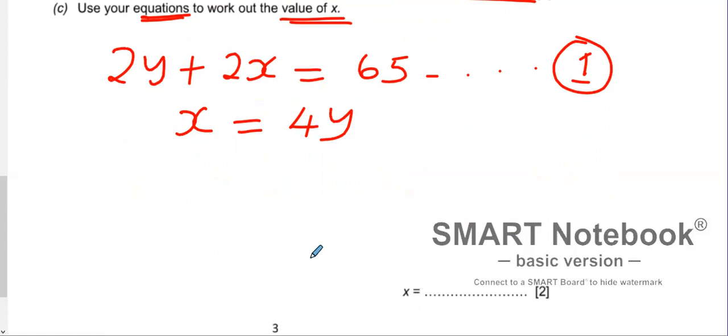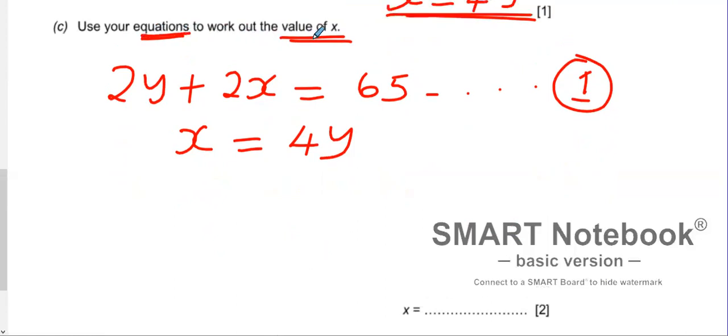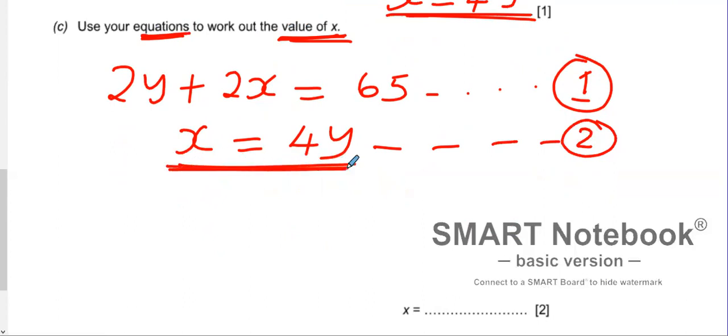The question here is to use your equations to work out the value of x. We need to find the value of x and not the value of y. So in that case, take this second equation. We need to remove y from this equation and from that equation.